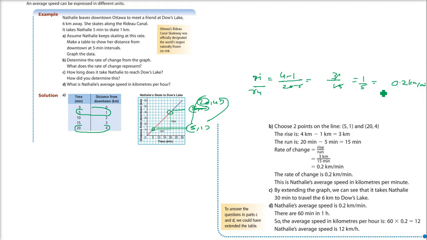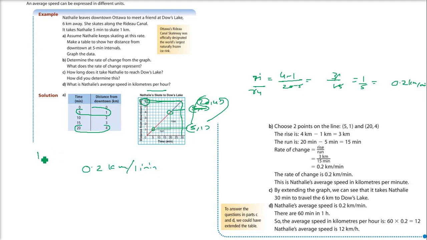This is Nathley's average speed in kilometers per minute. If you want to extend the graph, we can see that it takes Nathley 30 minutes to travel 6 kilometers. If you take this one, 30, you'll get 6 kilometers. So this is the 6 kilometer value. And since average speed is 0.2 kilometer per minute, and there are 60 minutes in 1 hour, we want kilometers per hour.